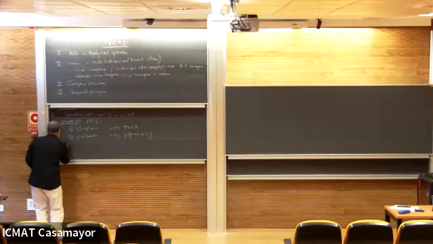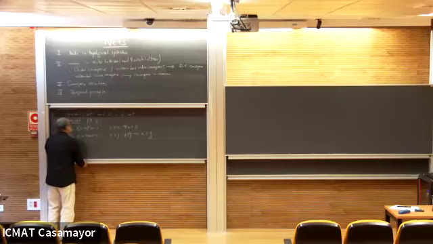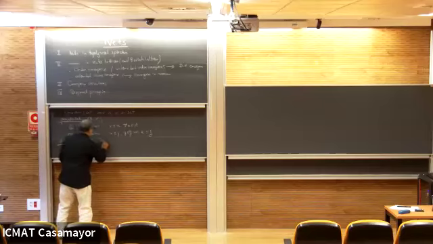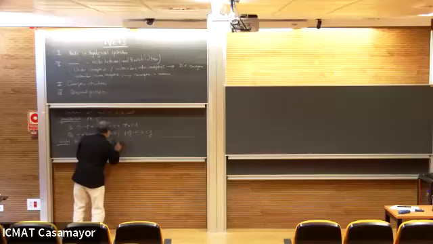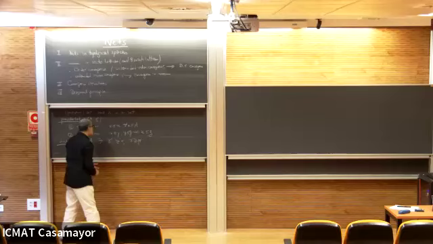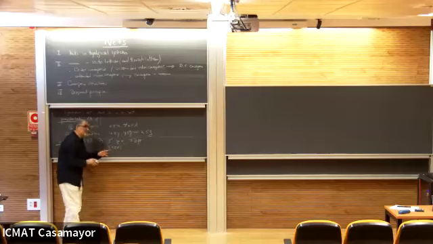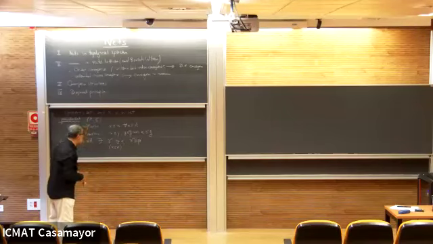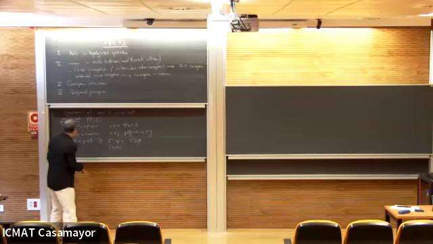And directed means that if we take two elements in A, say alpha, beta, for every alpha, beta in A, there exists some gamma more or equal than alpha and more or equal than beta. I will use the terminology of order to say more or equal, less or equal.